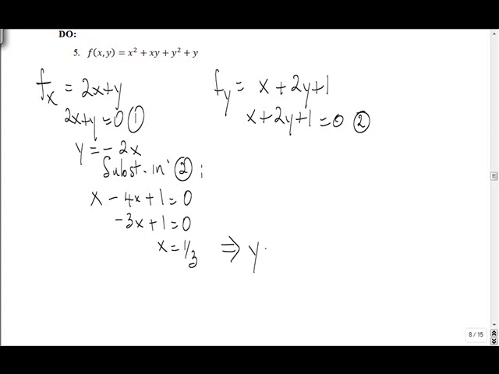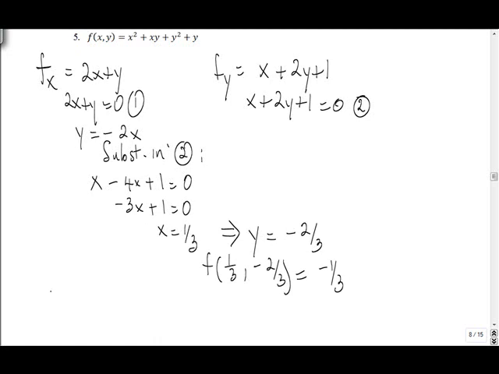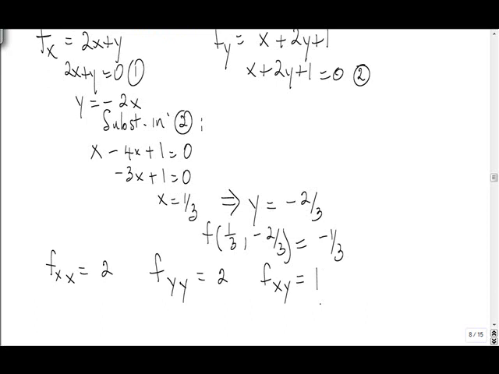And this tells me that y is what? Negative 2/3. And it's just 1 point, so I would find what f of 1/3, negative 2/3 is. What did you get for that? Negative 1/3. Okay. What is fxx? 2. fyy. 2. fxy. 1. So what is d? 3. 2 times 2 is 4 minus 1, which is 3.